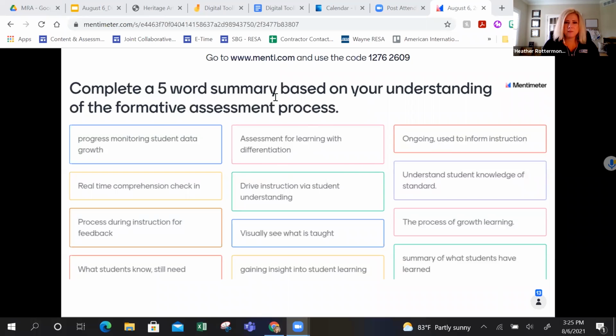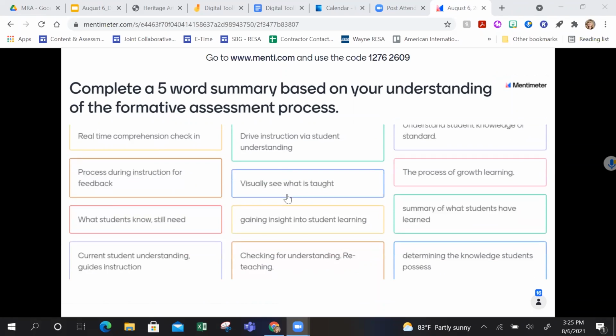So let's see what we have here. Jason, what are some things that you're seeing? I think you're looking at things related to what they know and measuring progress. You see a lot of words like growth and progress and understanding.